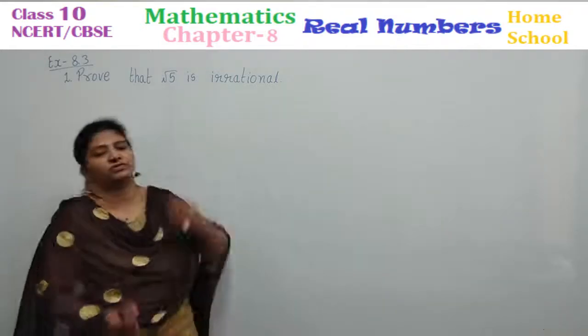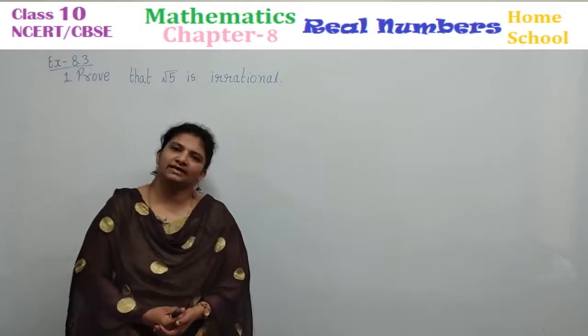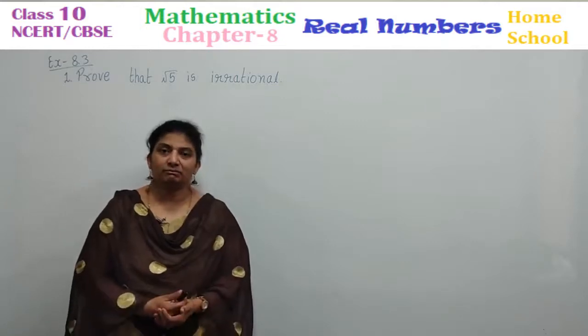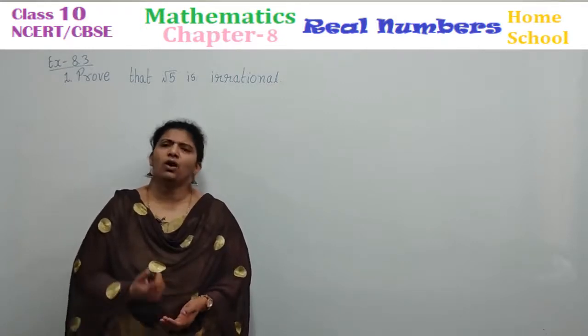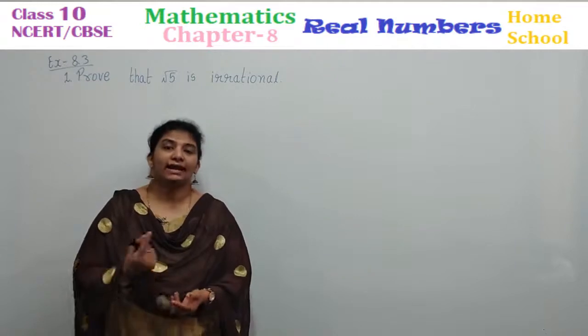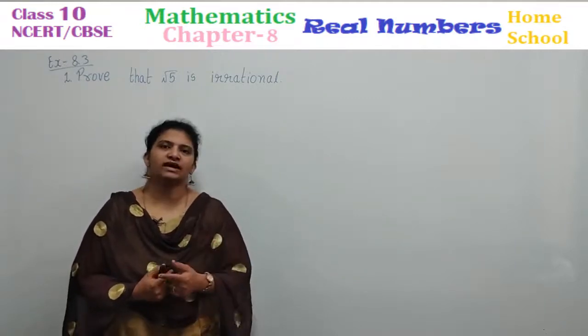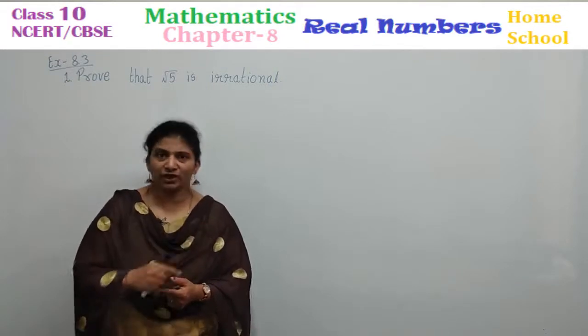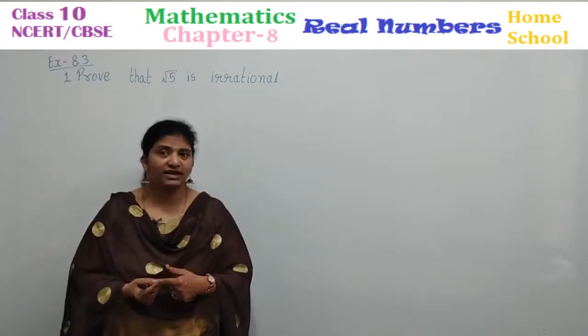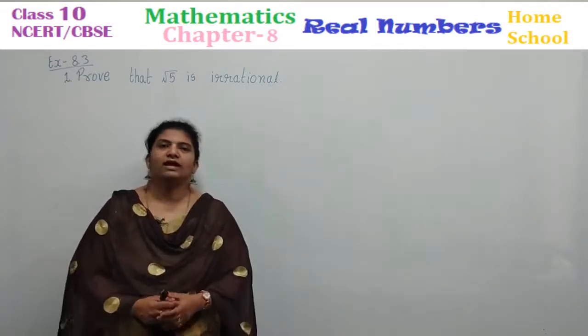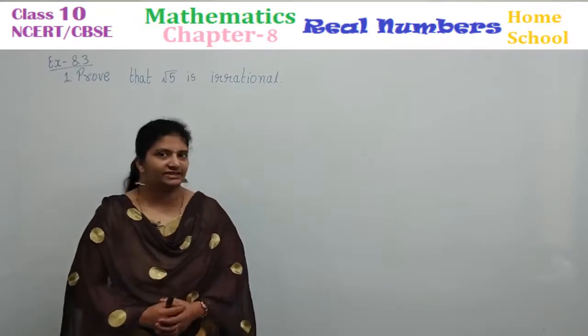By seeing this, root 5, directly I say that it is an irrational number. But we need to prove it. How can I prove this? Let us assume the contradictory, the opposite. We know it is irrational, but let me assume it as a rational number.